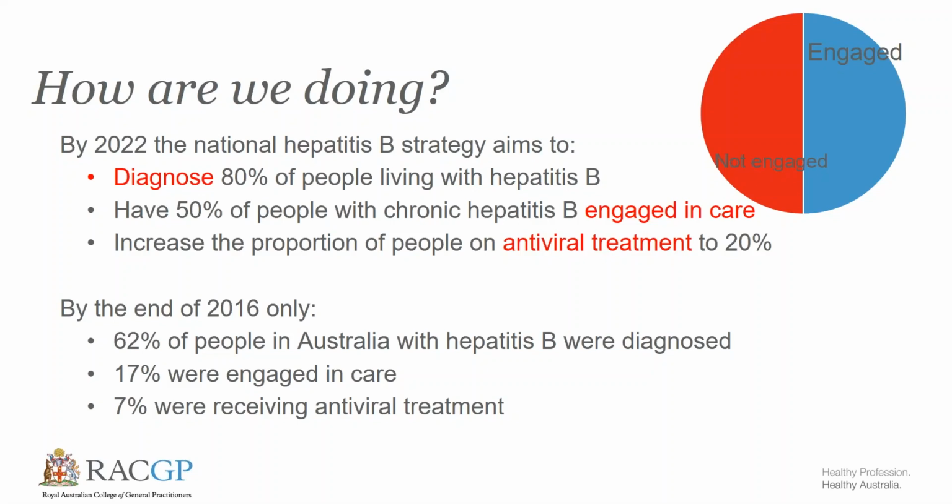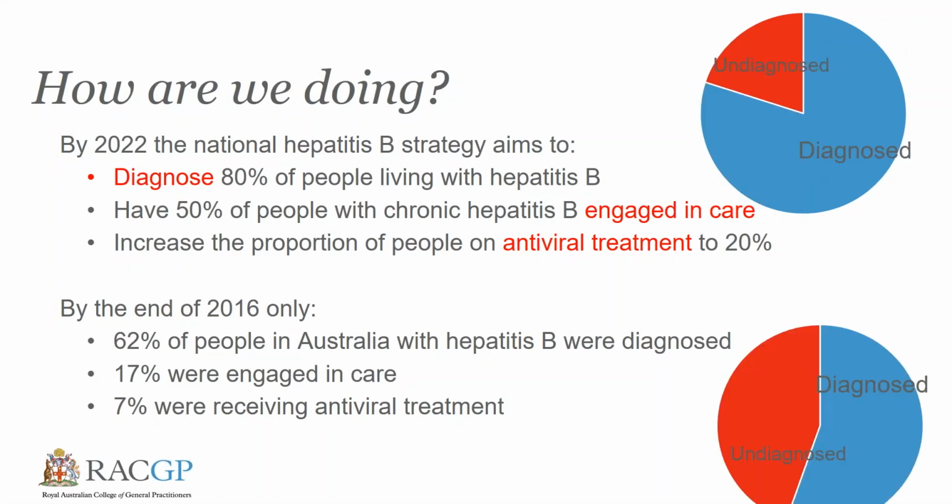But how are we doing? The data I present now is at the end of 2016. Only 62% of people in Australia with hepatitis B were diagnosed. Only 17% were engaged in care, so that's very low, and only 7% were receiving antiviral treatment. There's not been a lot of change since the end of 2016, just a very marginal increase in those figures in New South Wales.